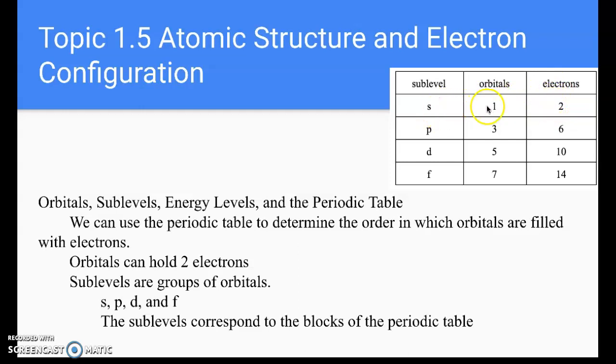So an S sublevel is just an individual orbital, so it can hold 2 electrons. But a P sublevel is a group of 3 p orbitals that can hold 6 electrons. A D has 5 orbitals, can hold 10 electrons. F has 7 orbitals, can hold 14 electrons.